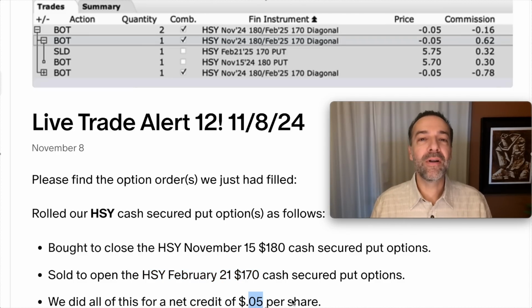Now I didn't get much for it. I got a nickel per share. So I don't think I can buy a piece of gum with that amount of money, but I did get a credit. So I was happy with that. I was happy because Hershey had gone against us. In fact, as you saw, it had declined 15% in the previous month or so.